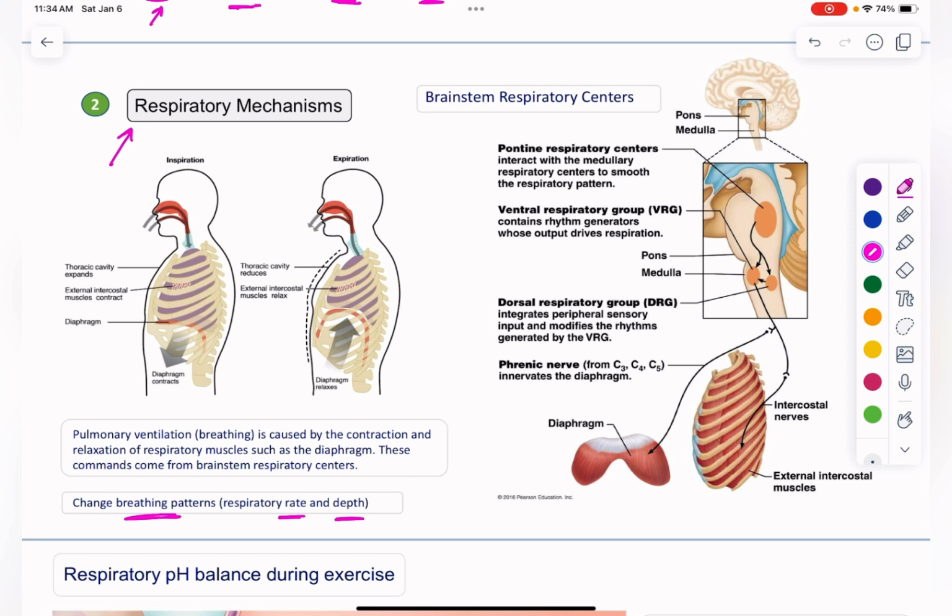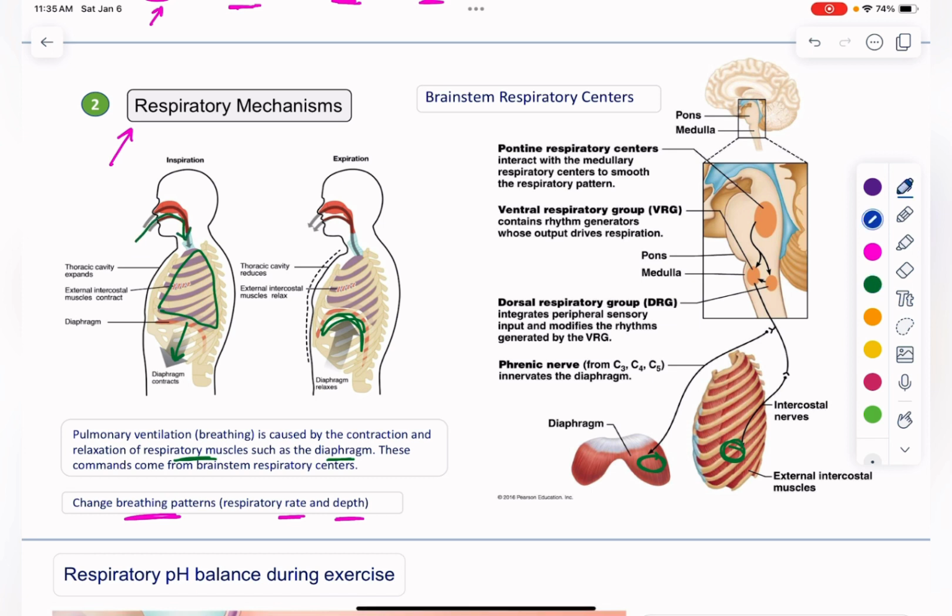And just to give you a little review on how breathing, or pulmonary ventilation, works, breathing is caused by the contraction and relaxation of respiratory muscles. In particular, the diaphragm and the intercostal muscles in between the ribs are the two main respiratory muscles. Here's the diaphragm in the relaxed state, and when it contracts, it actually flattens out, and that increases the volume of the thoracic cage, increases the volume of the lungs, and that allows air to move into the lungs.